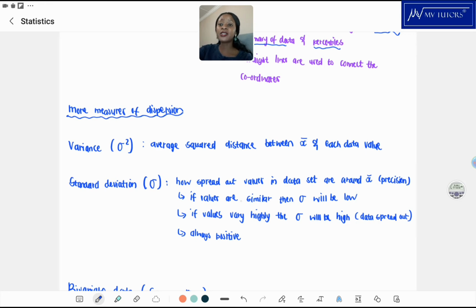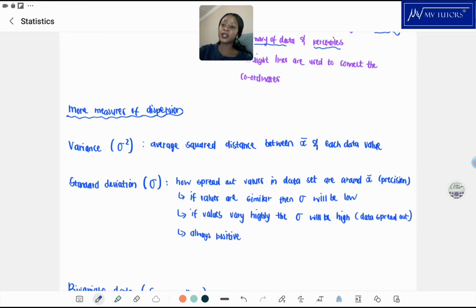So here, if values are similar, then the standard deviation will be low. Okay, so it is quite precise here. If values vary highly, so they're highly variable, then your standard deviation will be high. Okay, the data is spread out, and that is not nice because you can't really make a clear-cut conclusion. Okay, maybe something is wrong with your measuring instruments, or maybe whatever it is that you're measuring is really so variable that you can't make conclusions to it. There is no correlation.